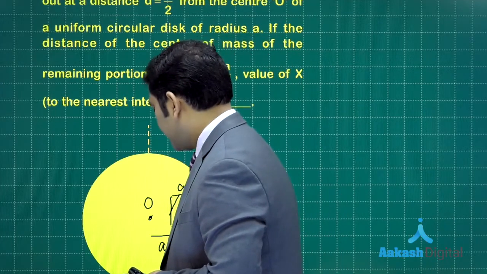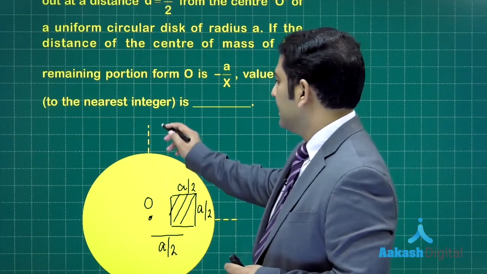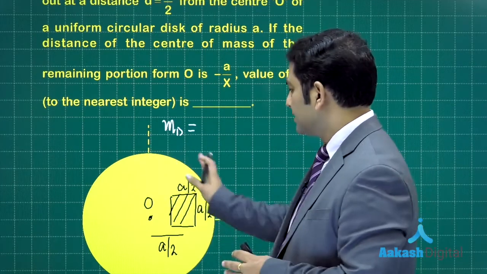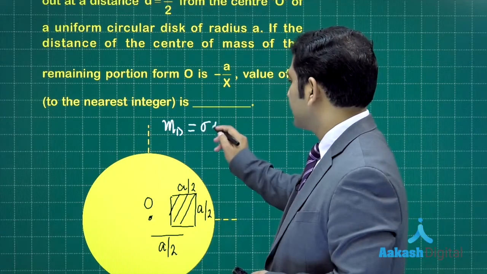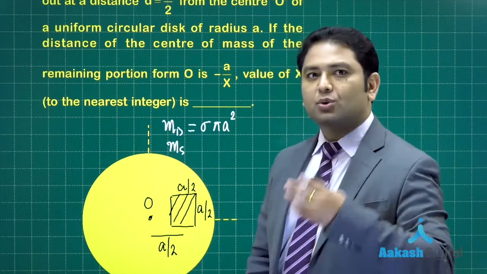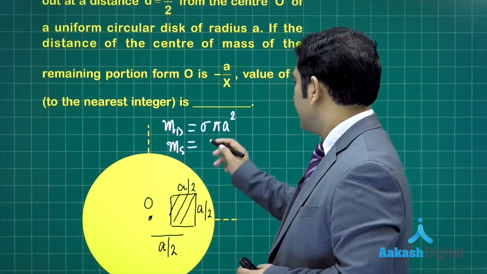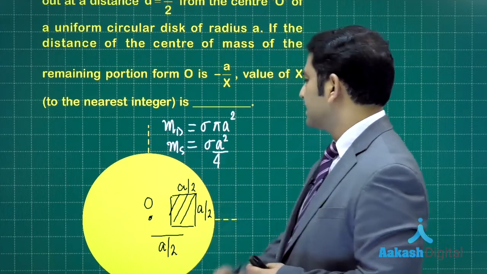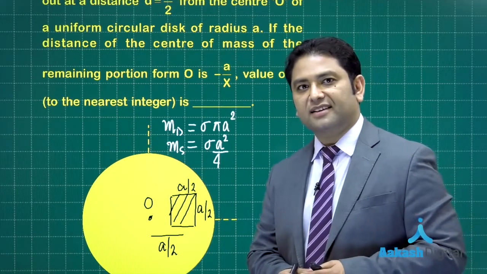Now it has to be split into two parts. First, let's calculate the mass. md is the mass of the disc without the square being punched out. Since the distribution is surface, so sigma into pi a square. ms is the mass of the square which has been punched out, and that will be equal to sigma multiplied by a square upon 4. So this is how you get mass of the disc, mass of the square that has been calculated.